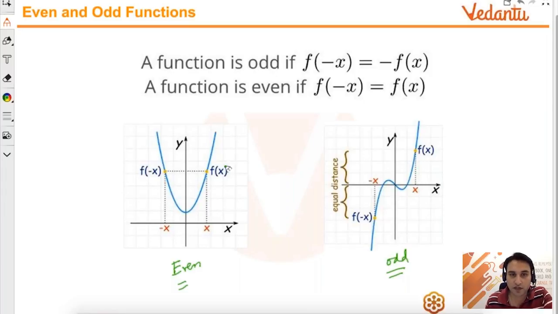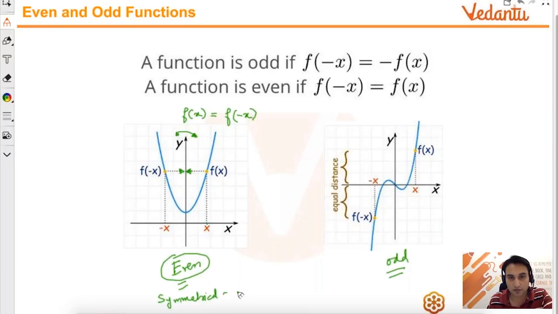Okay, so see carefully. In the even function, what will happen? Whatever is the value of the function at x, exactly the same will be the value of the function at minus x as well. So f of x is equal to f of minus x, then the function is even. Graphically speaking, such functions will be symmetrical about the y-axis, as you can see.